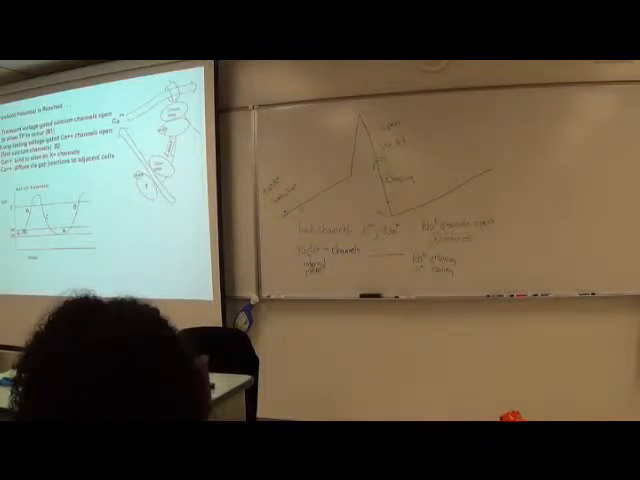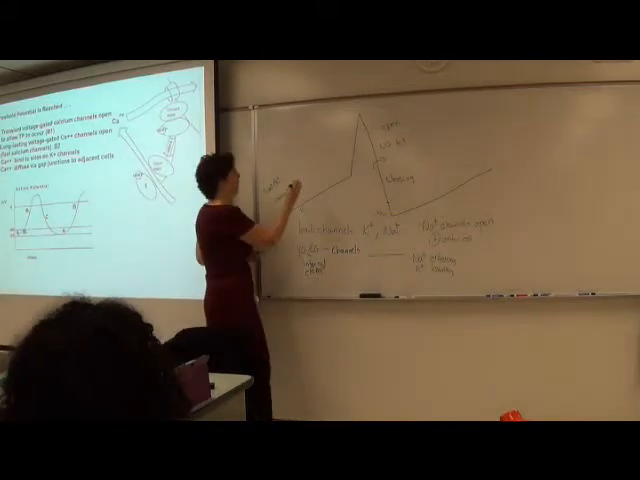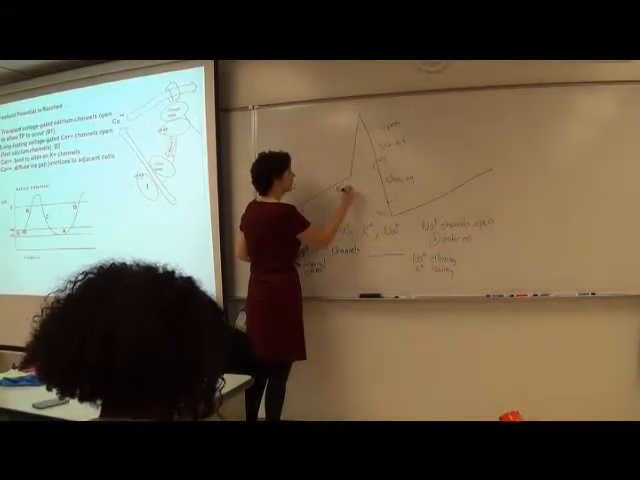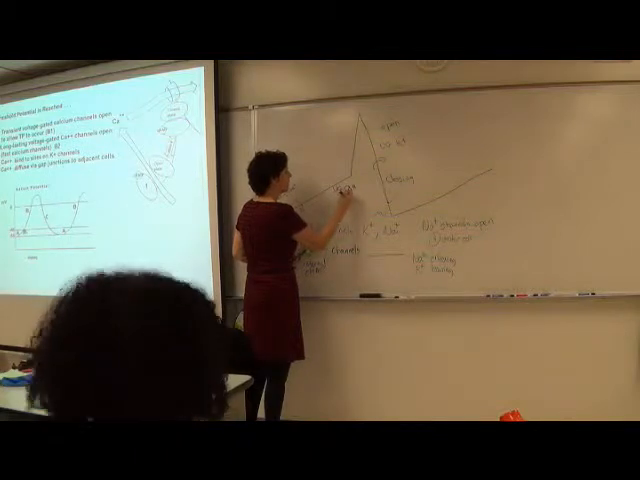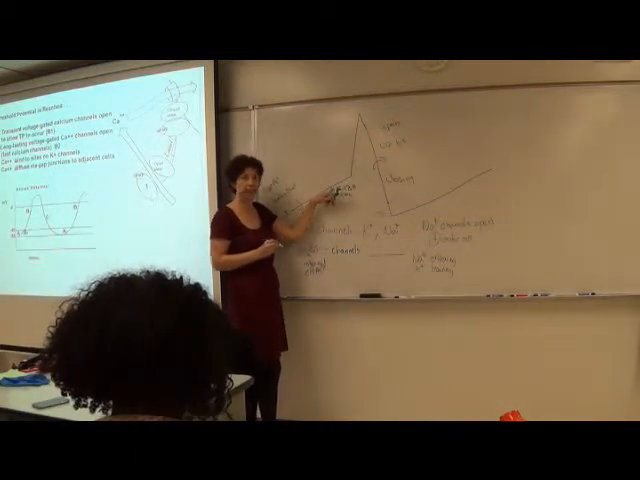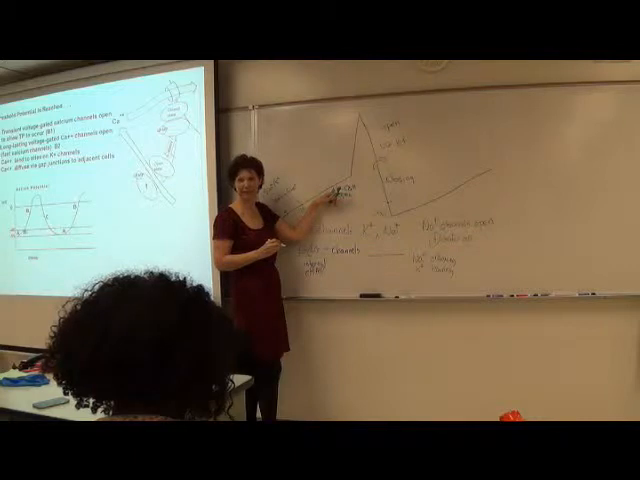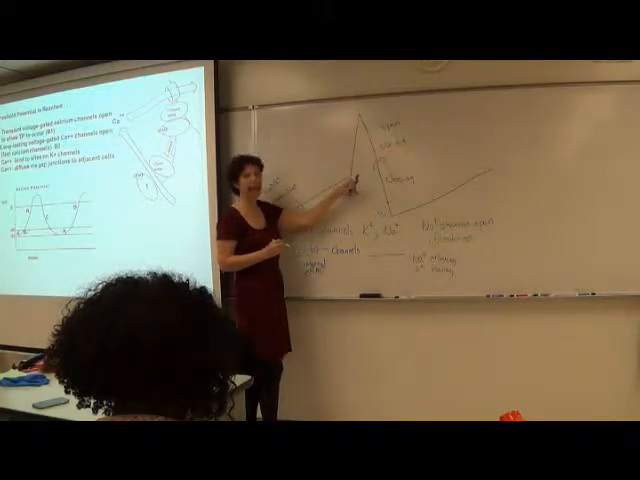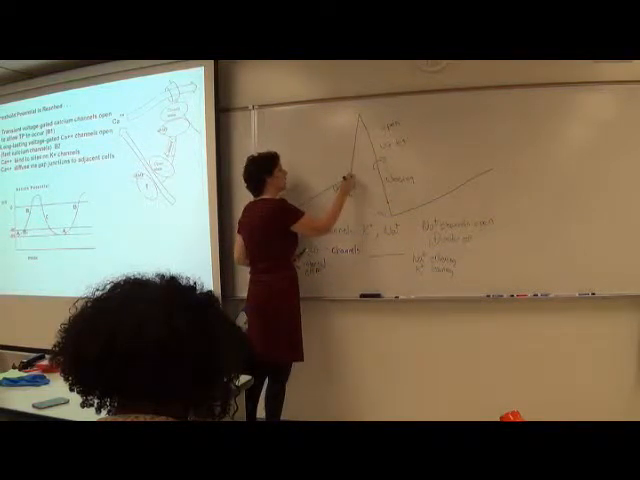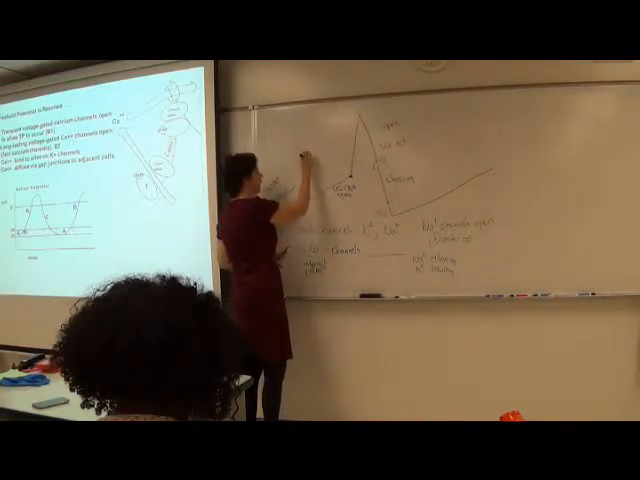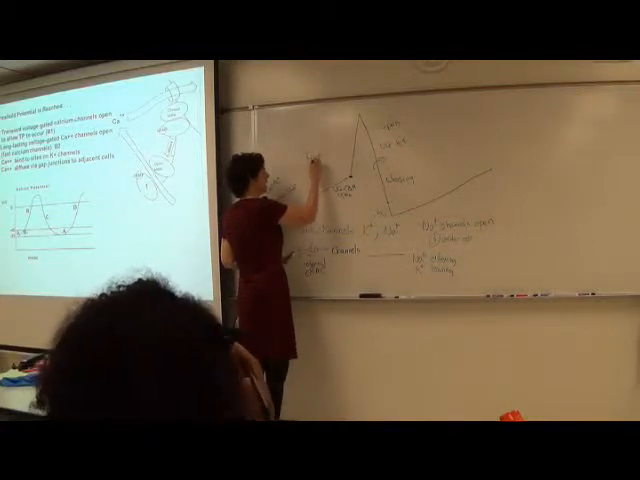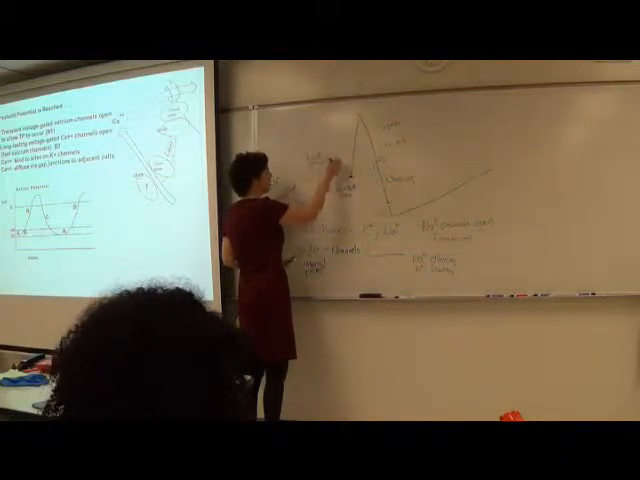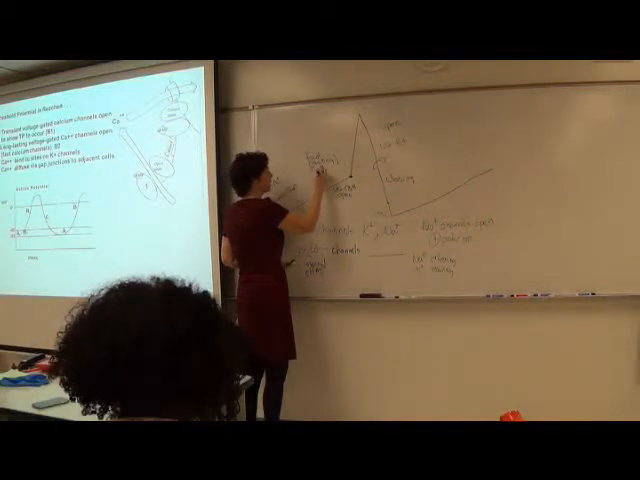So as we get a little bit more positive, voltage-gated calcium channels open. So voltage-gated calcium channels are going to open about here because of the rising positive charges inside the cell. So they're going to open just slightly before we reach threshold. When we get to threshold, we have fast-acting voltage-gated channels for calcium open.